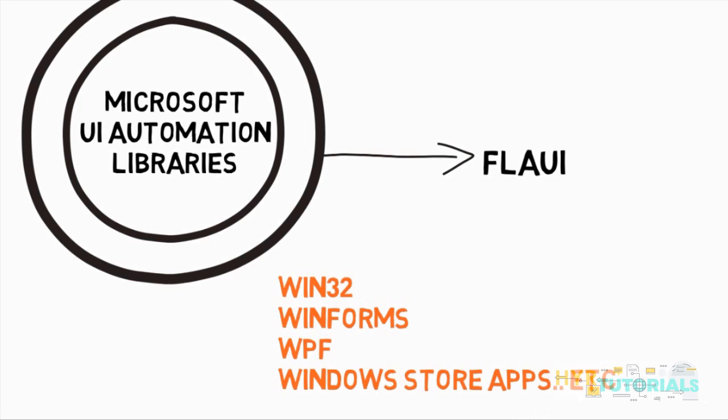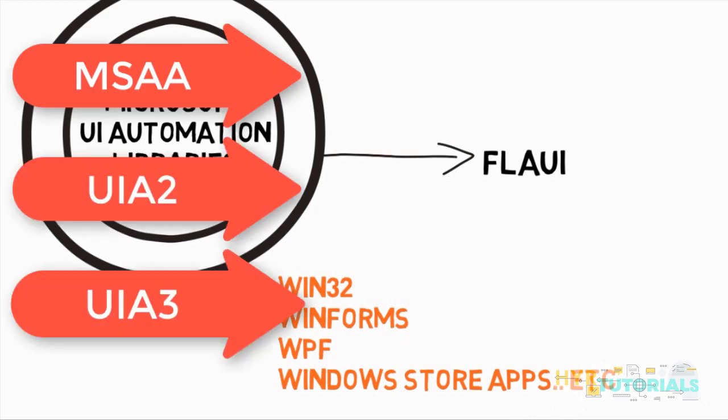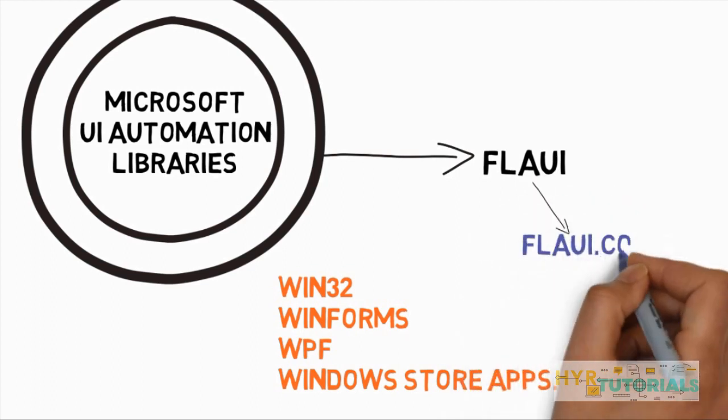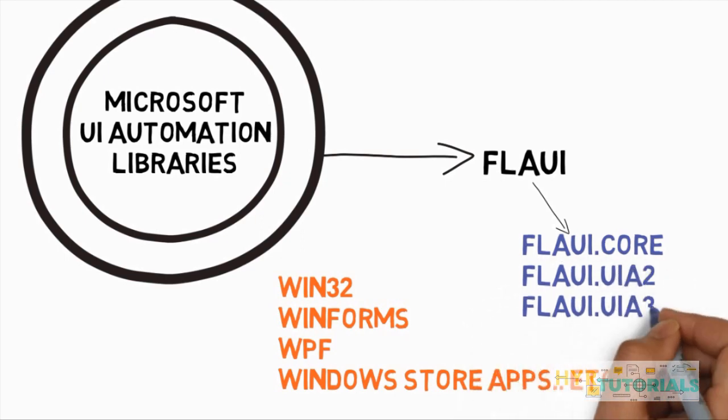We all know that the Microsoft UI automation framework provides three libraries, that is MSAA, UIA2 and UIA3. We have already discussed that in the earlier video. So how many libraries does FlaUI provide? FlaUI provides three libraries. First one is flaui.core, next flaui.uia2, next flaui.uia3. flaui.core is a mandatory library that holds Microsoft UI automation core functionalities, and UIA2 and UIA3 are implemented based on the Microsoft UI automation UIA2 and UIA3 libraries.